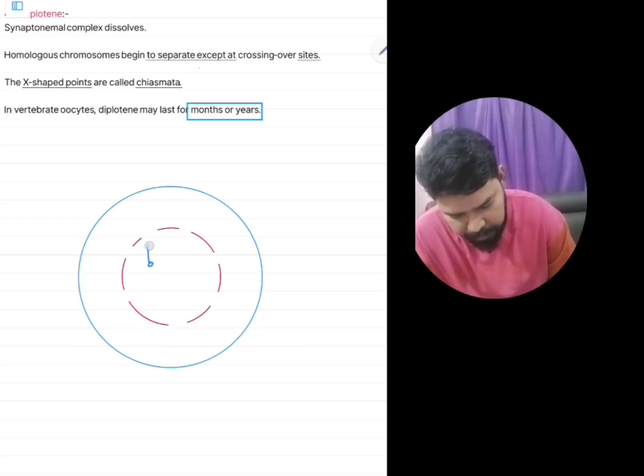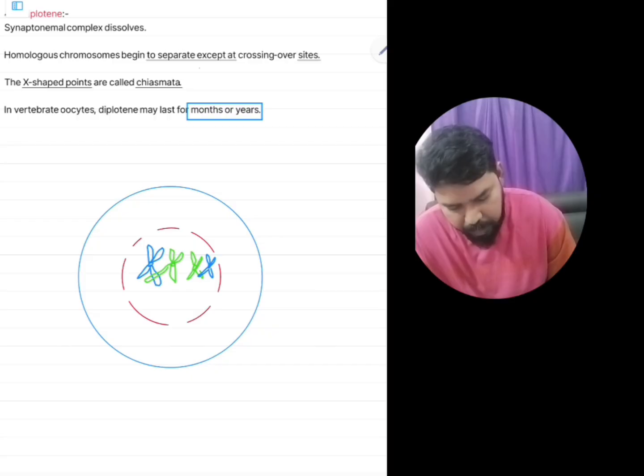Let me show you. This is the chromosome. Here recombination has taken place, and as the synaptonemal complex has disappeared, that chiasmata will be seen perfectly clear. I have not shown the synaptonemal complex, and they begin to separate except the crossing over site, and that exit point you have noticed is called chiasmata.